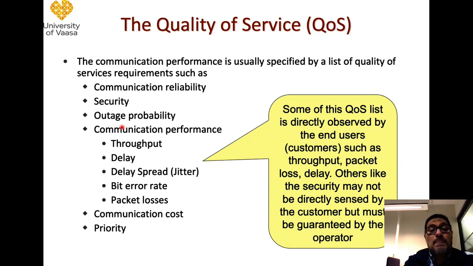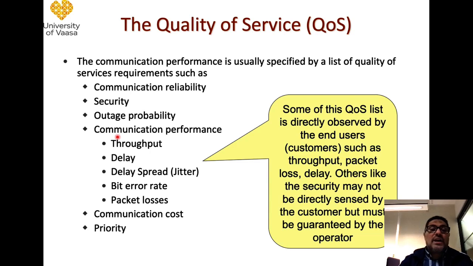Outage probability: what is the probability that your system goes into outage, so you don't get any access? This probability should be very small, like 0.0001, for example, in some systems. And even in case of outage, we should have some kind of redundancy that we can use, or a standby system that we can use in case of outage.